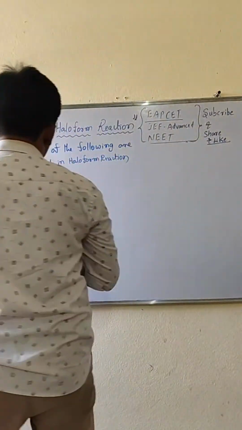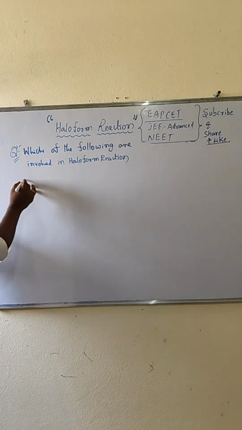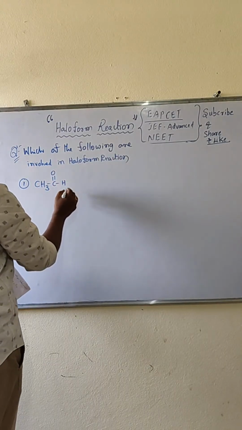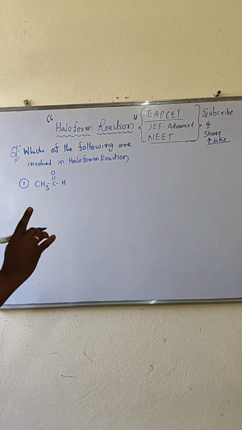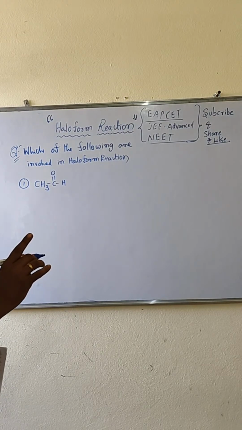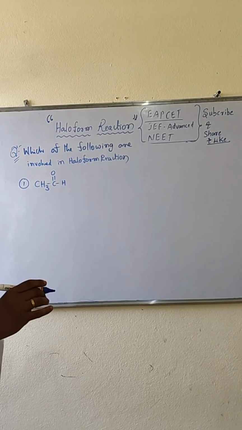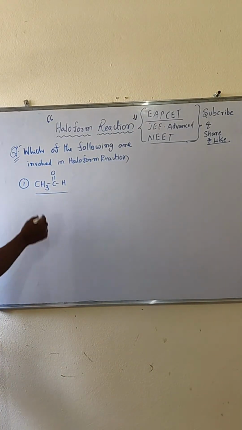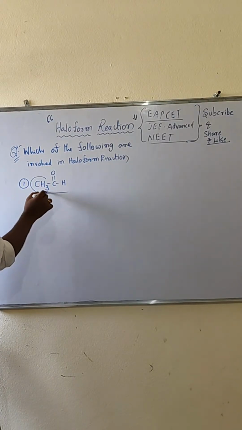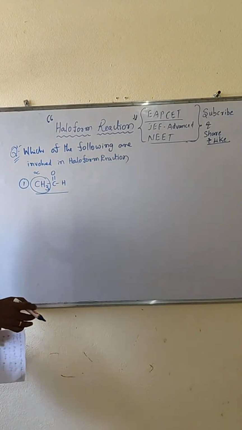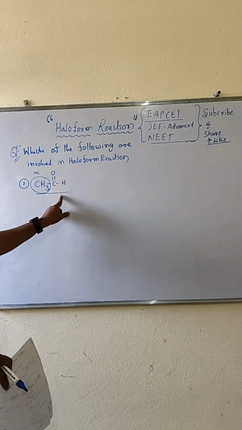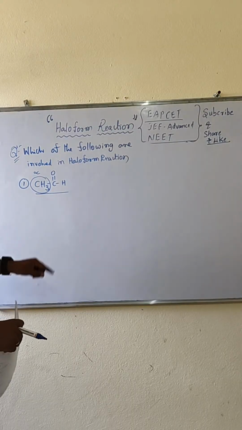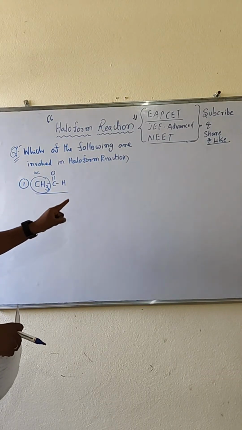So look at my dear students. The first compound mentioned is CH3 C double bond OH. Tell me, is that involved in the haloform reaction? Yes, it is involved, because the alpha methyl group is there. Tell me, is that involved in the Cannizzaro reaction? It is not involved in the Cannizzaro reaction. So it is involved in the haloform reaction. Tell me, is that involved in the aldol condensation? Yes, in the aldol condensation.